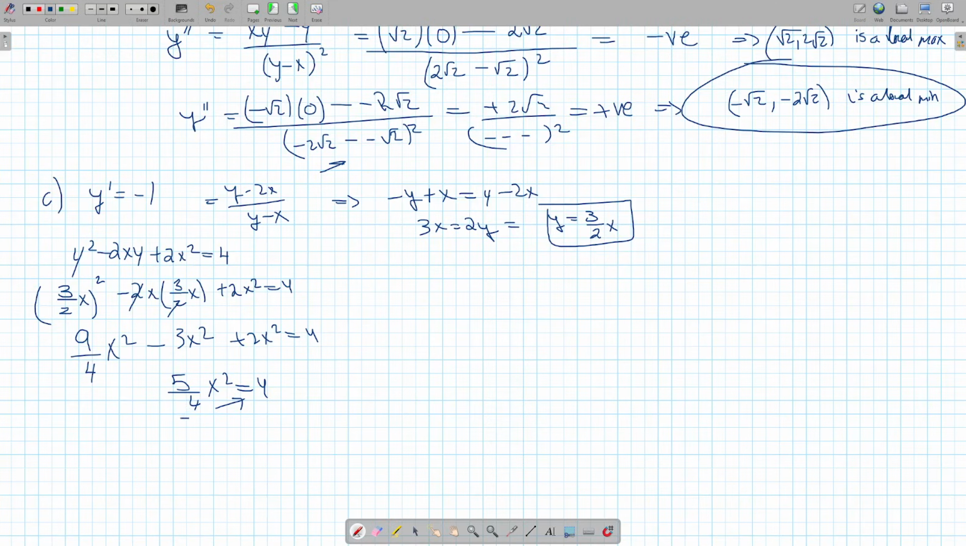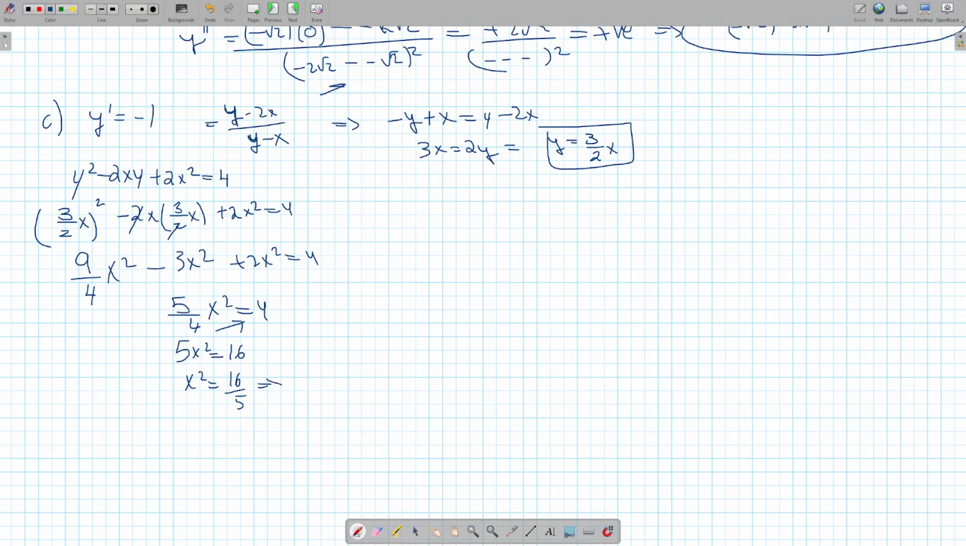Cross multiply: 5x squared equals 16, so x squared is 16 over 5. So x is equal to plus or minus radical 16 over 5.